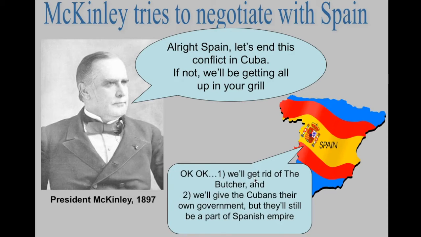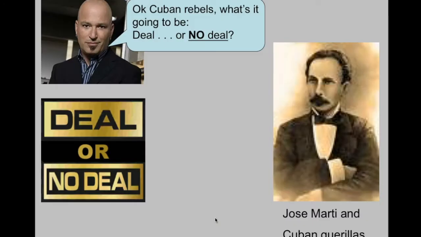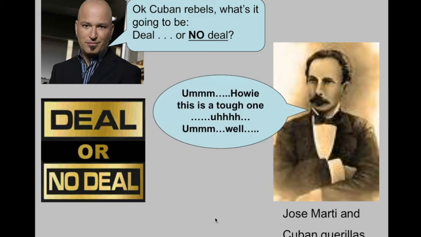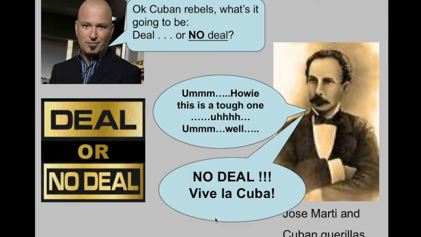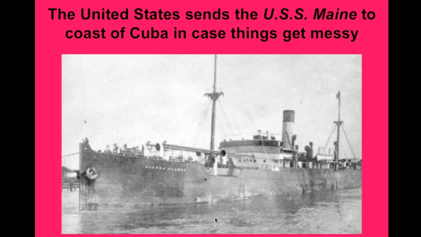1897, and Spain's like, okay, we don't want to make America mad, so we'll get rid of the butcher, General Weyler. We'll send him back over to Spain, and then we'll give the Cubans their own government. How about that? They'll still be part of the Spanish Empire, but we'll give them some more control. Is that okay? What do you think? What's it gonna be, Jose? What are they gonna get? Deal or no? No deal. Viva la Cuba! Long live Cuba.